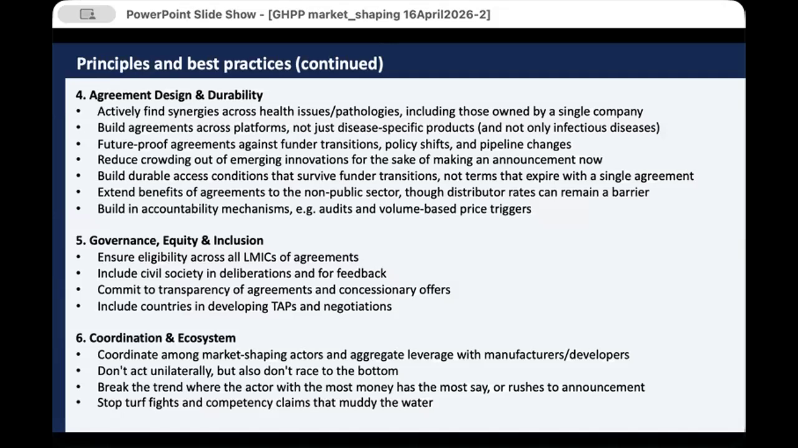In terms of eligibility, I'm sure you all agree that the agreement should include all low and middle income countries, include civil society, commit to transparency. You know, the global health actors that we spoke to said this was difficult for some agreements and for some details, but again, we should know the details of the various agreements, and we don't. Include countries in developing the target access profiles and the negotiations.